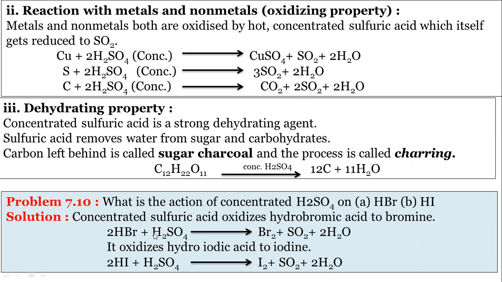Same reaction for hydroiodic acid. H2SO4 also oxidizes hydroiodic acid into iodine. So this is bromine, this is iodine, the other products are the same. This reaction is not included in the text, but for the examination it can be asked: what is the action of concentrated H2SO4 on HBr and HI? Each reaction can be asked for 1 mark in the board examination.